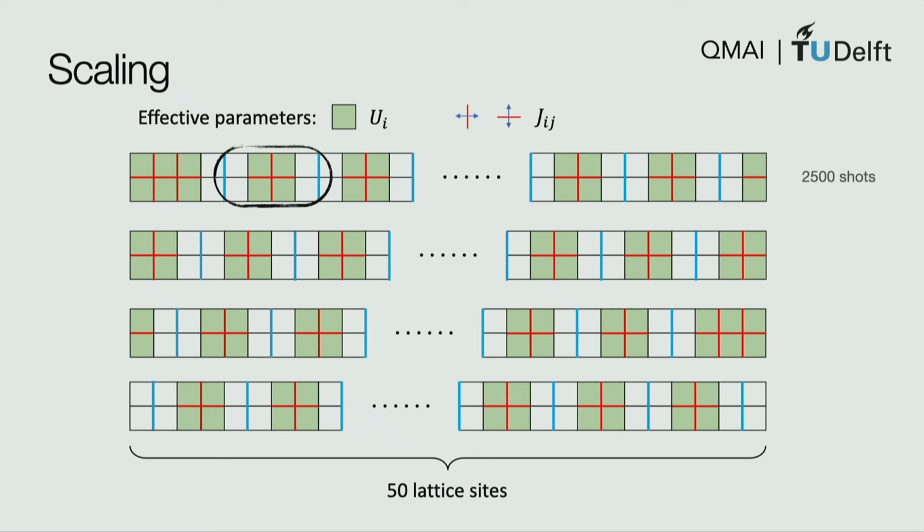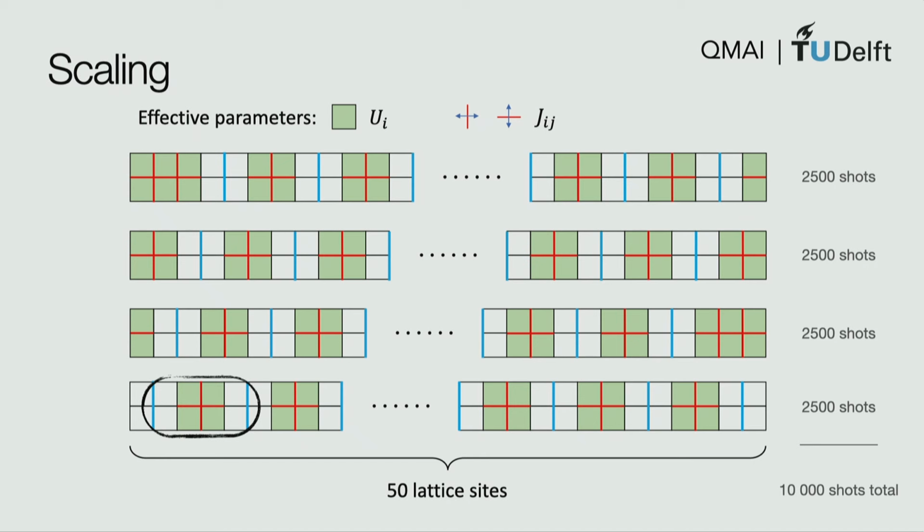Then what one can do is shift by 1, and then I get a different 4 middle squares of the, I don't know how many it is, 16 parameters that I need to estimate. And then I shift by 1, and then I shift by 1. And for each of that, I do 2,500 shots. So within 10,000 shots in total, I am going to cover this lattice of arbitrary length, as long as I can take the Fock picture across the length of my system.